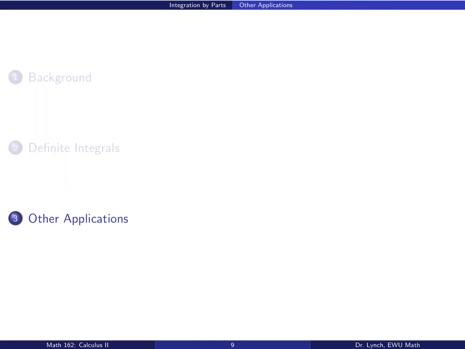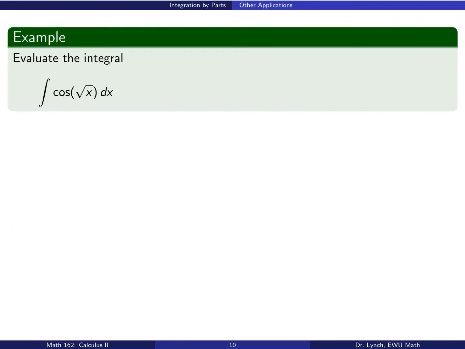Okay, let's look at a couple other applications of integration by parts. Here's the first one. Let's have a look at the integral of cosine of the square root of x dx. Now, it's not obvious that integration by parts applies here. However, when we make a substitution for the part of the integral that's annoying, namely the square root of x, we can see that integration by parts falls right out. So let's try y equals the square root of x.